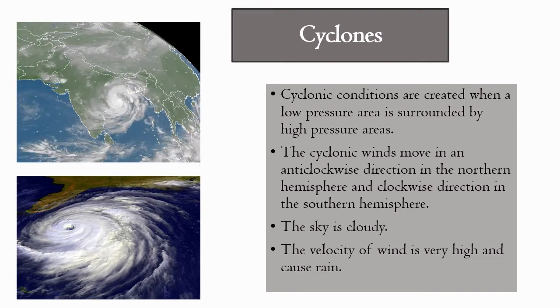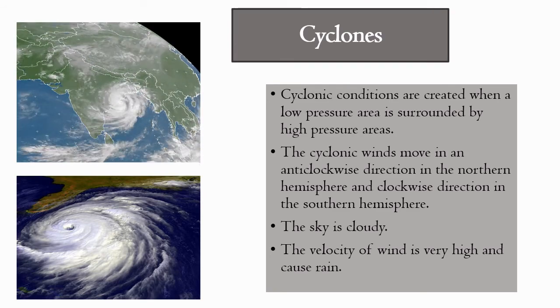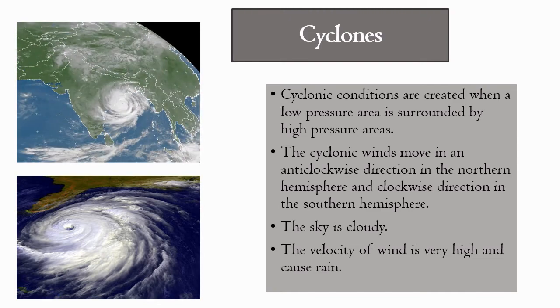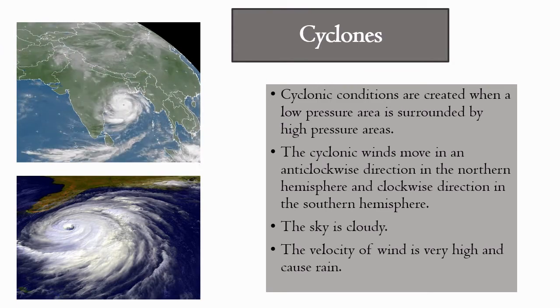The cyclones in the Caribbean Sea are known as hurricanes. These are also destructive in nature. During these storms, the minimum velocity of the wind is 60 km per hour.